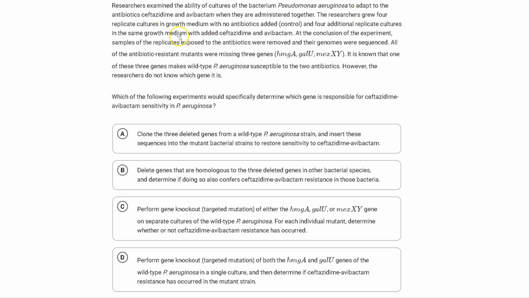The researchers grew 4 replicate cultures in growth medium with no antibiotics added. Okay, that's the control, right? No antibiotics. And 4 additional replicate cultures in the same growth medium with added ceftazidime and avibactam. At the conclusion of the experiment, samples of the replicates exposed to antibiotics were removed and their genomes were sequenced. Alright, so basically you've grown some bacteria in a control and then other bacteria are exposed to a selecting agent, an antibiotic.